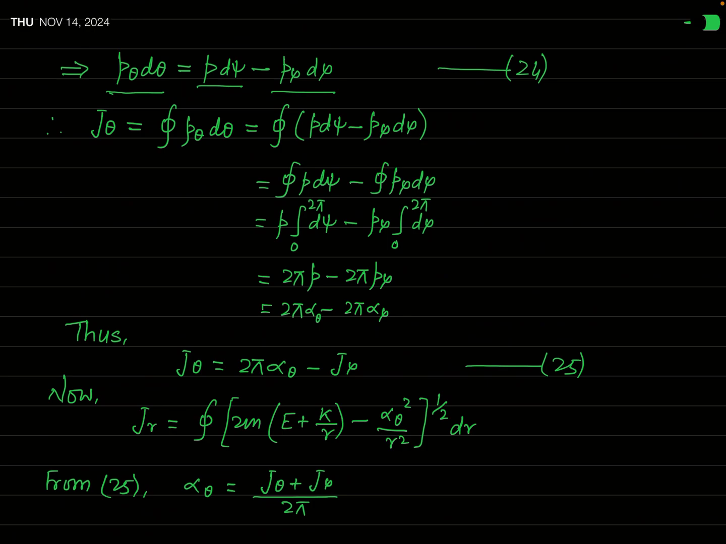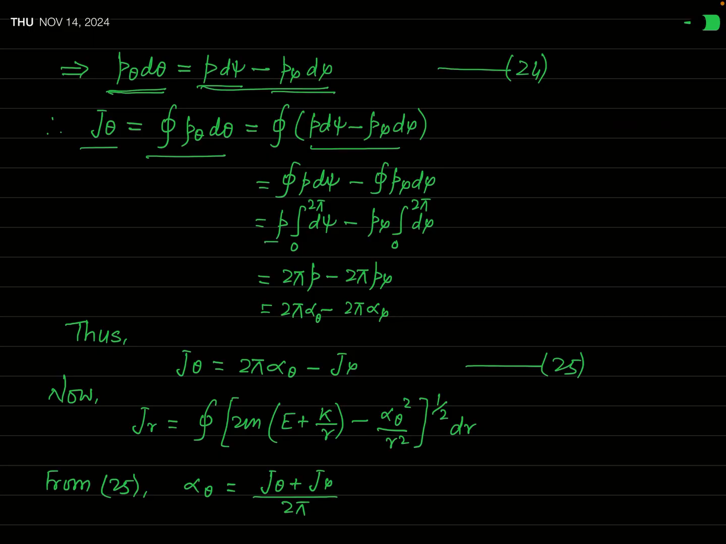Now we can easily obtain the value of the other action variable, that is j theta. And you know from the definition of action variable that j theta is given by the integral of p theta d theta, and this integral is carried over a complete cycle. I have encircled this sign of integration. But you can see p theta d theta is equal to this much. So let us substitute this here. Now this can be written as the integral of p d psi minus the integral of p phi d phi.